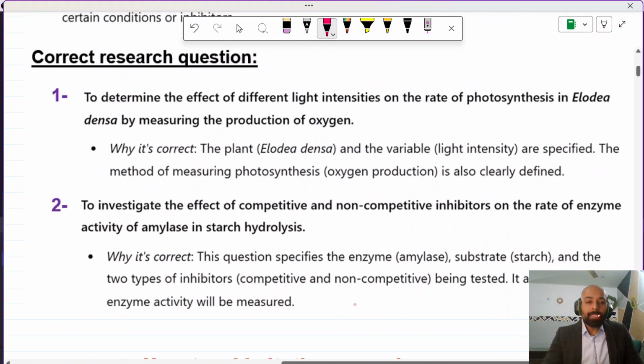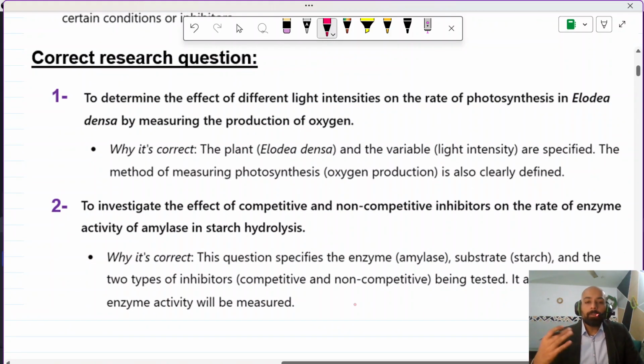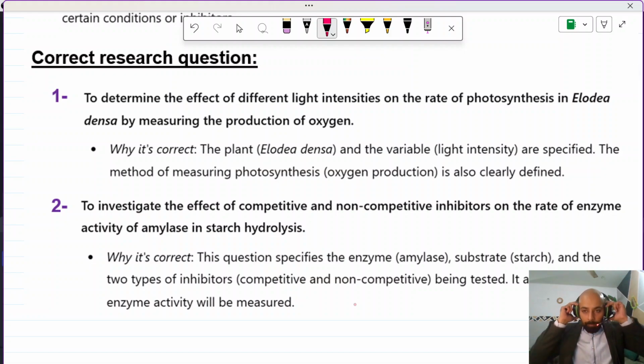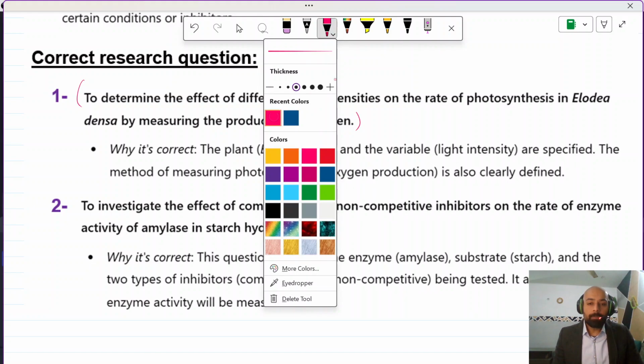Okay, so ultimately we have some examples of correct research questions. The question should clearly show a correlation between a dependent and an independent variable. For example, if you want to determine the effect of different light intensities on the rate of photosynthesis in Elodea densa by measuring the production of oxygen. Now the question is why this question is considered correct.